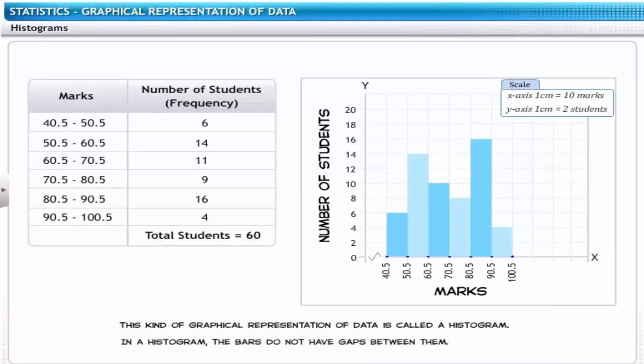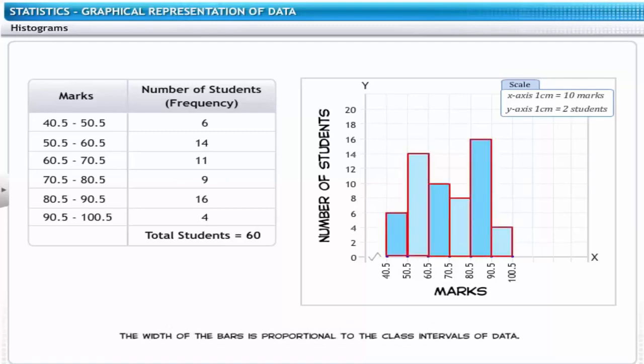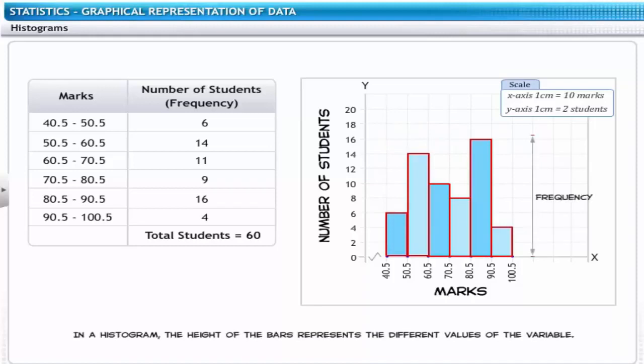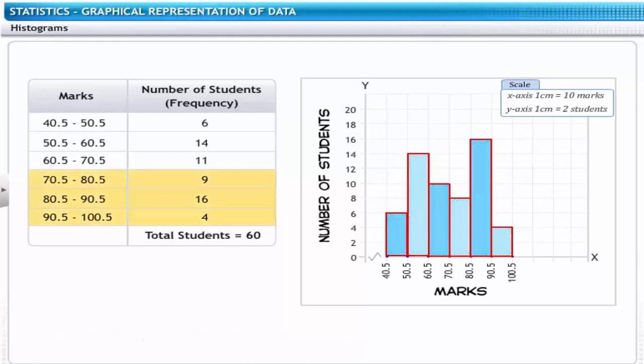Note that the bars have no gaps between them. The width of the bars is proportional to the class intervals of data. Since the class intervals have the same width here, all bars have the same width. The heights of the bars represent the frequencies corresponding to the different class intervals. The area of each rectangle is also proportional to its corresponding frequency.